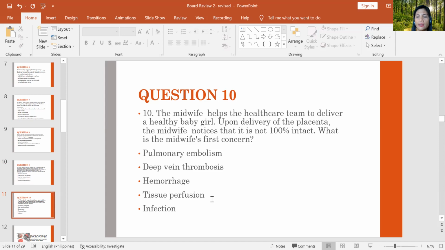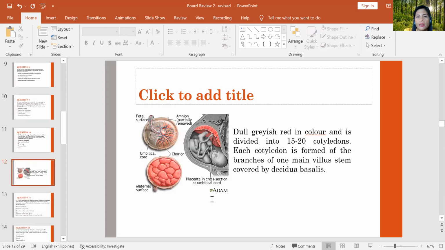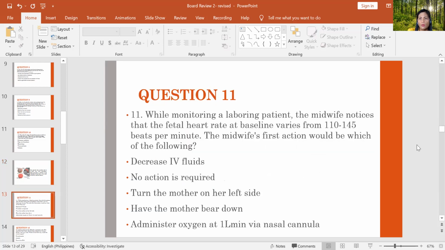placenta. Okay? So, here's the image of your placenta, cotyledons. Okay, so it is dull grayish red in color and is divided into 15 to 20 cotyledons. Each cotyledon is formed of the branches of the main villus stem covered by the decidua basalis. Let's move on to question number 11.